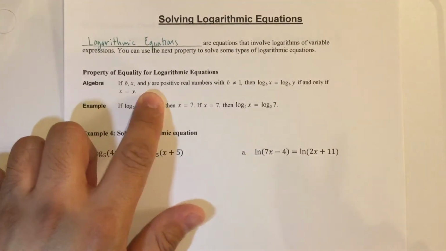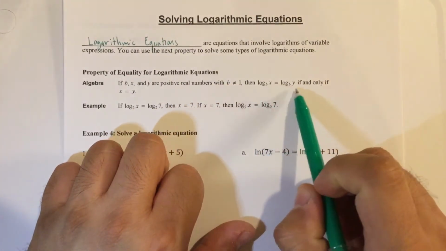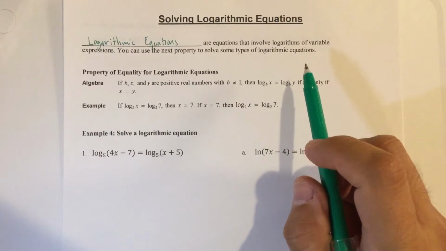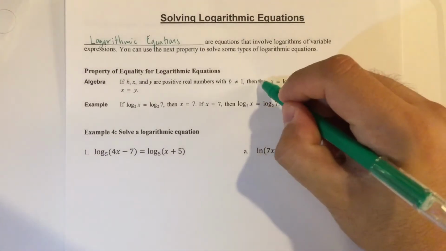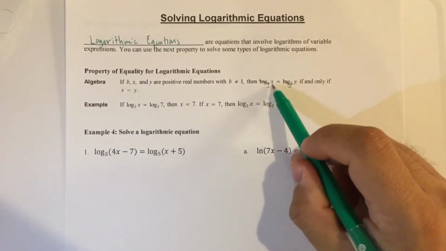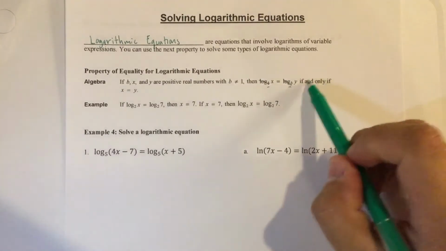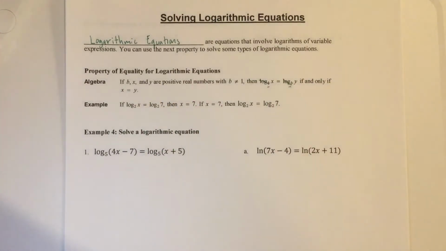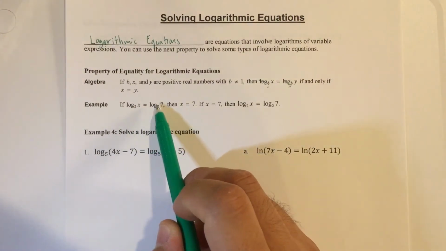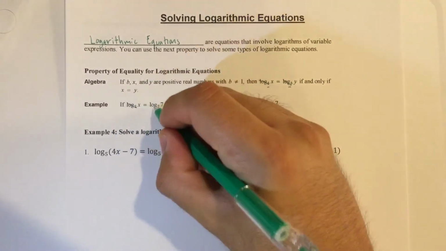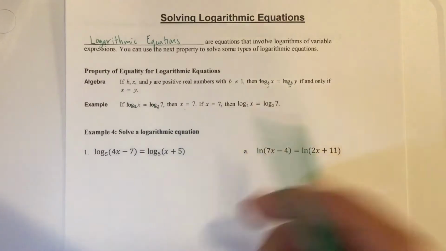So if b, x, and y are positive real numbers with b not equal to 1, then you're going to see log base b of x is equal to log base b of y. Since they both have the same base of b, just like before, we can cross these out. And now the argument, x and y, should be equivalent. So x equals y, if and only if x equals y. The example they give us here is log base 2 of x equals log base 2 of y. So once again, I could just cross these out since they have the same base, and it's one logarithm equals one logarithm. So x equals 7, which we see right there.